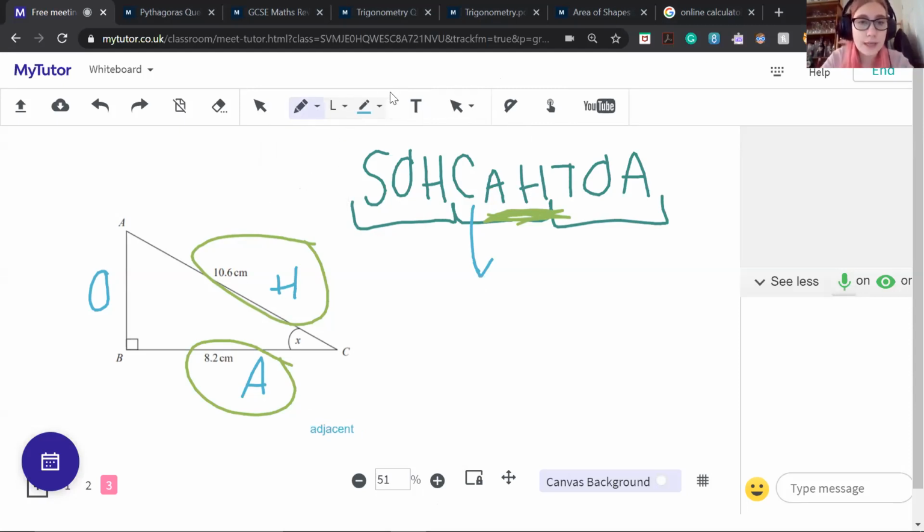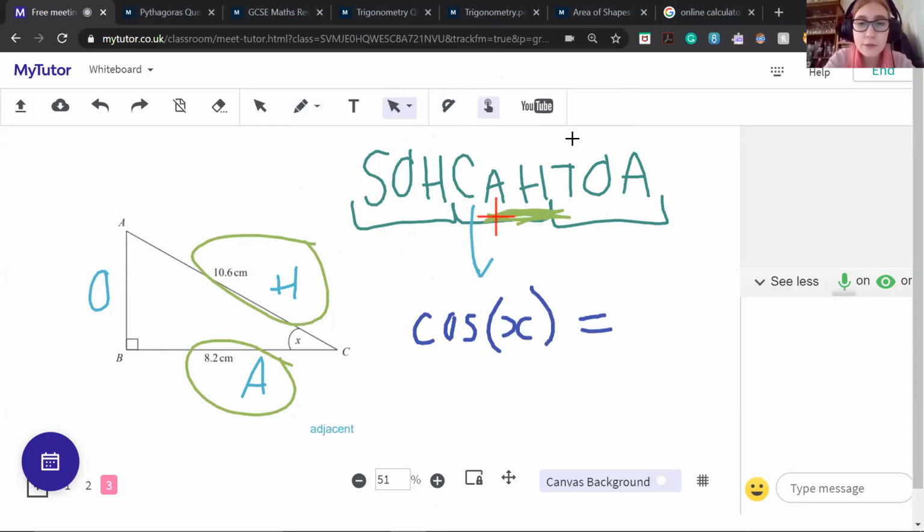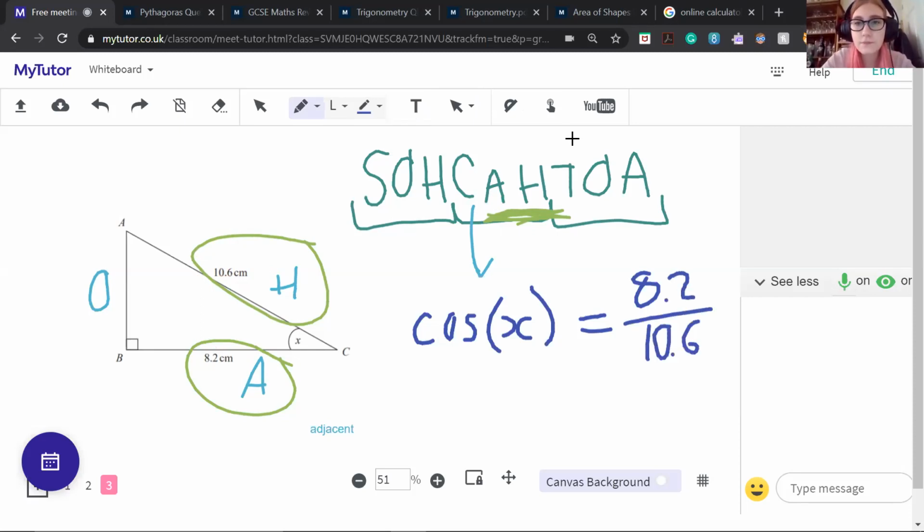So I'll show you what I mean here. We say trig function, so this time we've decided it's cos, of the angle, so the angle in question is called x, equals, and then by one over two, I mean this first one over this second one. So A over H. And what's A? It's 8.2. And what's H? It's 10.6. So A over H. Hopefully that makes sense how I set up that equation.